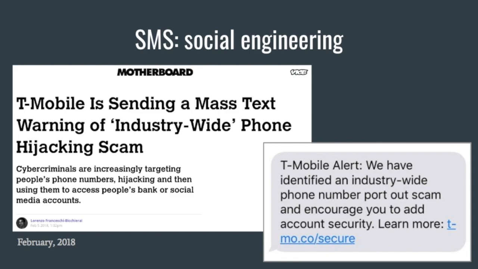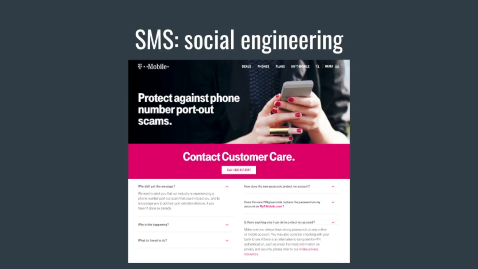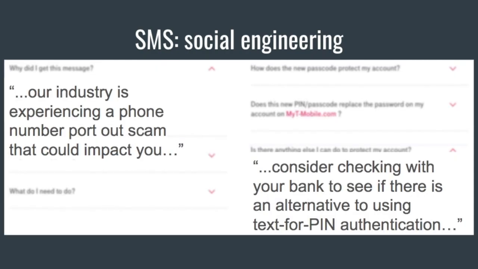So if you had T-Mobile, you just randomly got this text to say, things are going crazy, click here, find out more information. Brought you to this page. Go to this page on their website, and they say, our industry is experiencing a phone number port out scam that could impact you. Clearly, this sounds pretty bad, but they do say, consider checking with your bank to see if there's an alternative to using text for PIN authentication. To me, that sounds a lot like don't use SMS for two-factor.